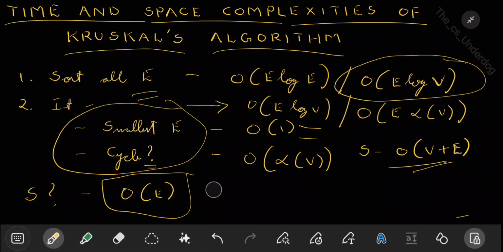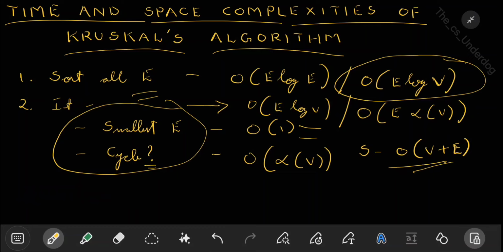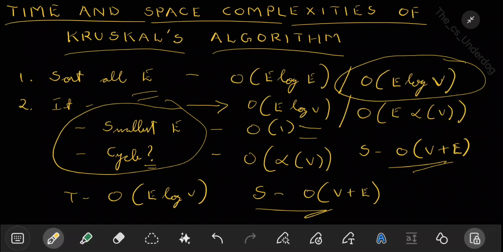So what are the time and space complexities of Kruskal's algorithm? Time complexity is order of E log V and your space complexity is order of V plus E. So this is about time and space complexities of Kruskal's algorithm.